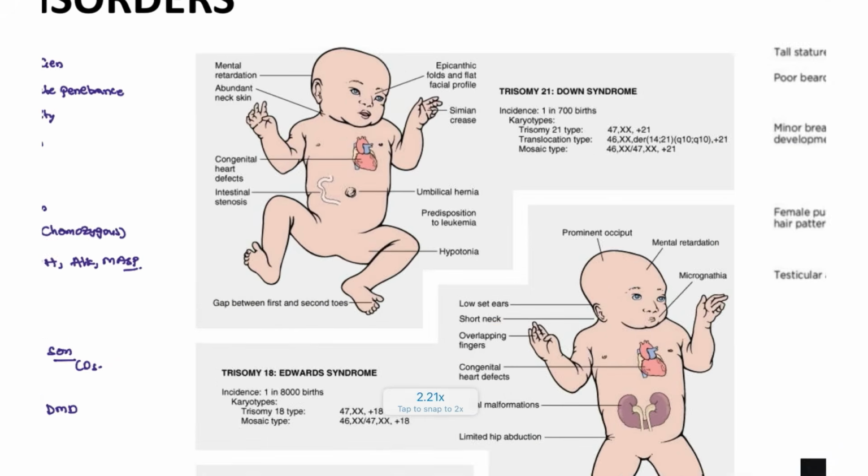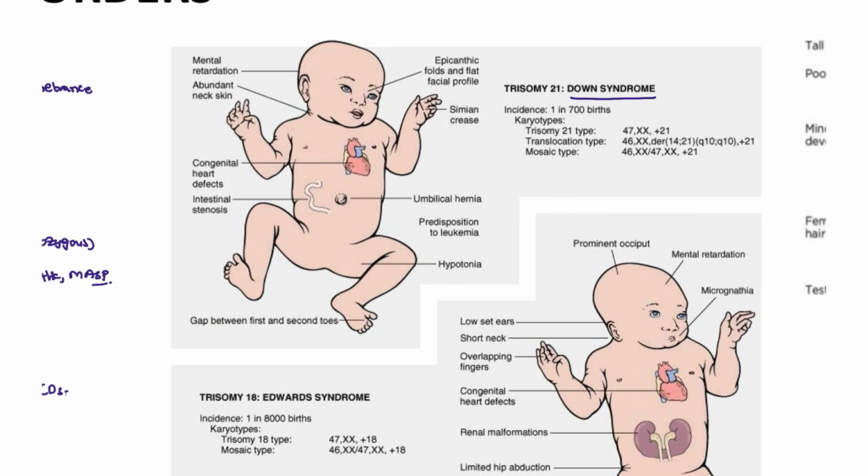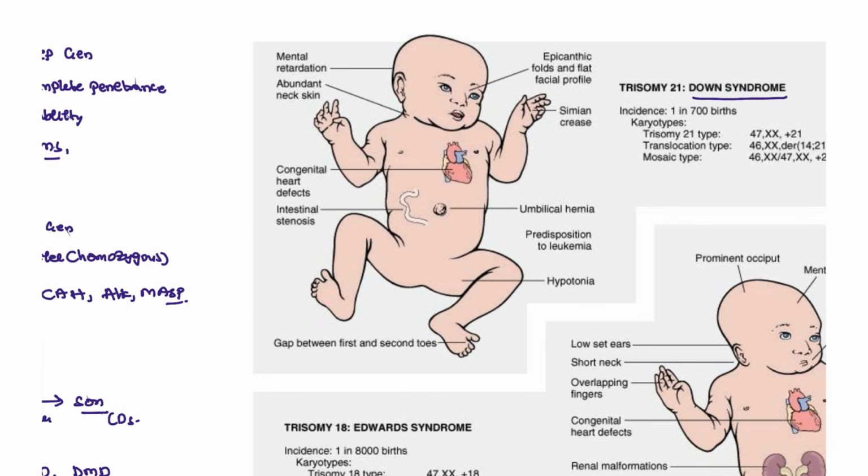Next, some of the features that you can see. This is a Down syndrome patient. The greater the maternal age, the greater the risk of Down syndrome development. The features you will see: a simian crease, and also a gap between the first and second toes. On the face, you can see epicanthal folds, flat facial profile, abundant neck skin, and mental retardation. This is the most common cause of mental retardation.